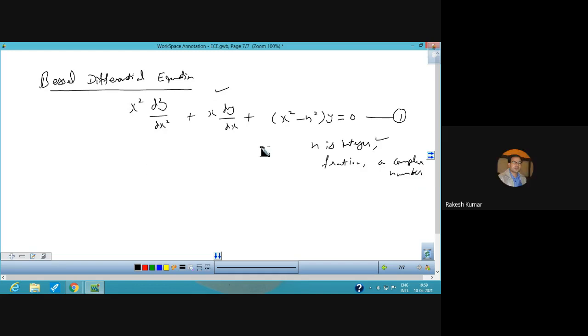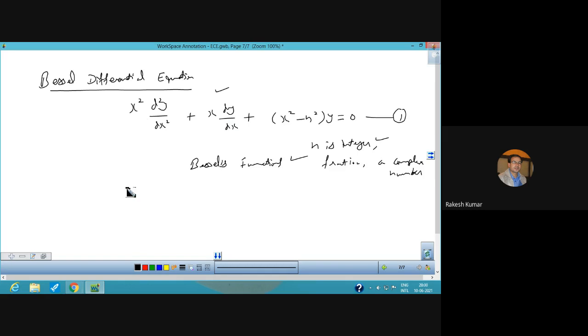And its solutions, whatever solutions of this equation come, we will call them Bessel's functions. We will find out the solutions of this differential equation. Ultimately, what we want to do, we want to find out the Bessel function. Let us find out the solution of this differential equation.